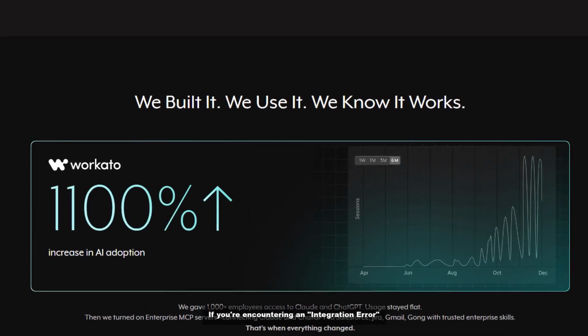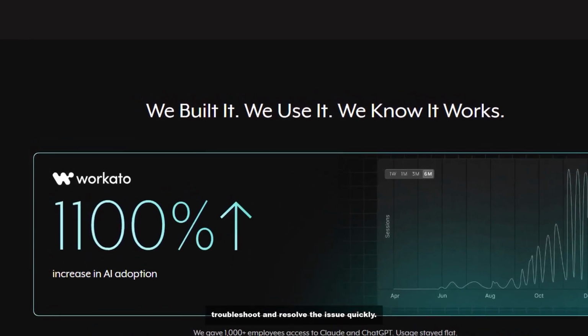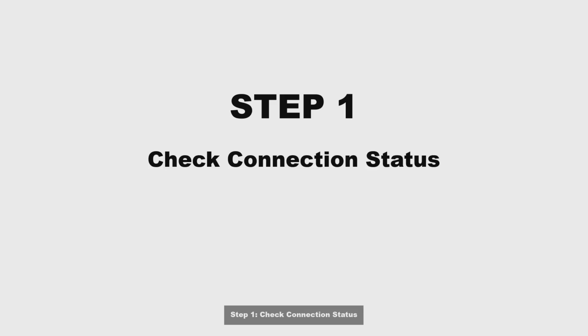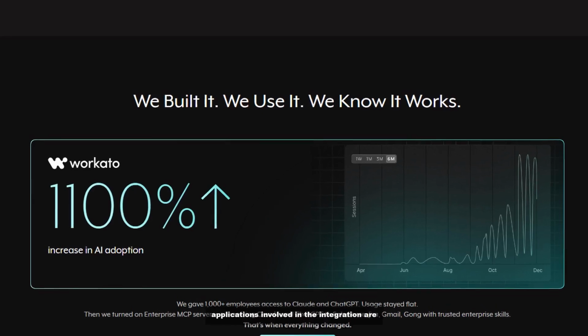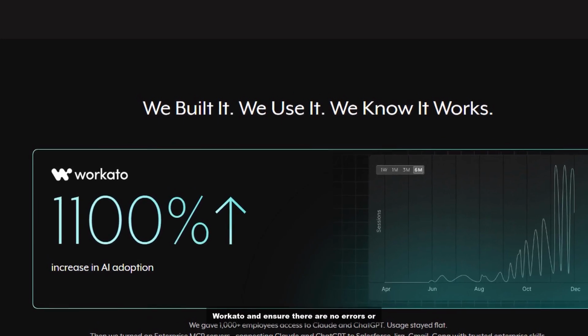If you're encountering an integration error on Workato, follow these steps to troubleshoot and resolve the issue quickly. Step 1. Check connection status. Verify that all connections to the applications involved in the integration are active. Go to the Connections section in Workato and ensure there are no errors or disconnections.